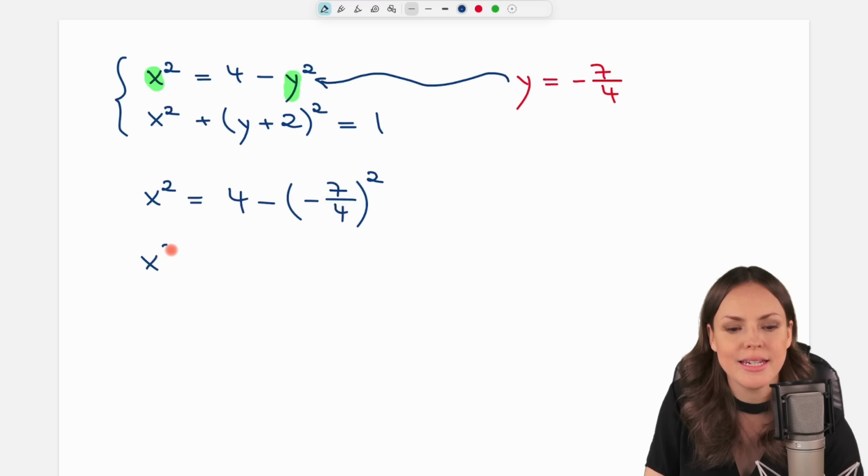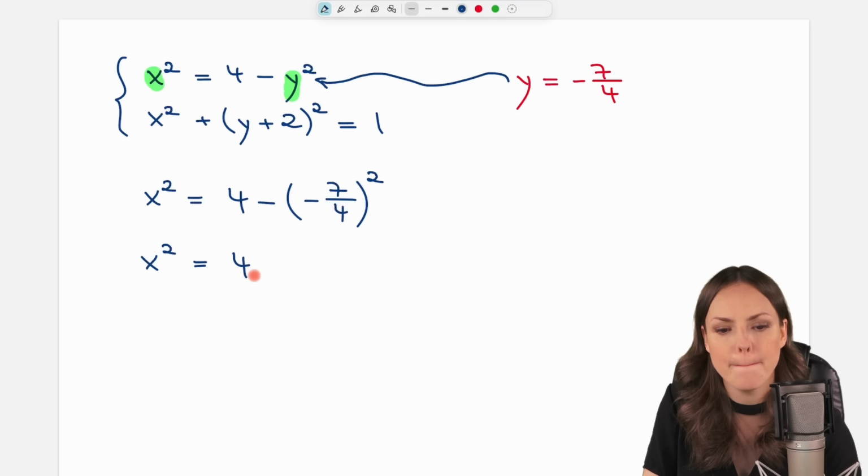Okay, let's calculate the right side here. We have 4 minus. To get rid of these parentheses, we can take the -7 and square it first, which gives us 49. Same thing with the 4. We also have to square it, which equals 16.